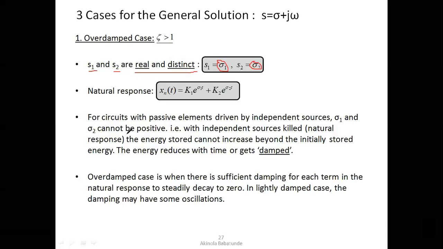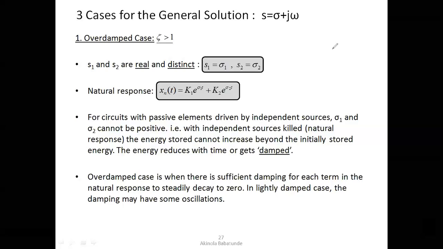For circuits with passive elements driven by independent sources, gamma 1 and gamma 2 cannot be positive. That simply means S1 and S2 must be negative. I have about 1 or 2 examples to show you to buttress that point. With independent sources killed, the energy stored cannot increase beyond the initial stored energy. When you kill the sources, the energy you have stored will not increase anymore.